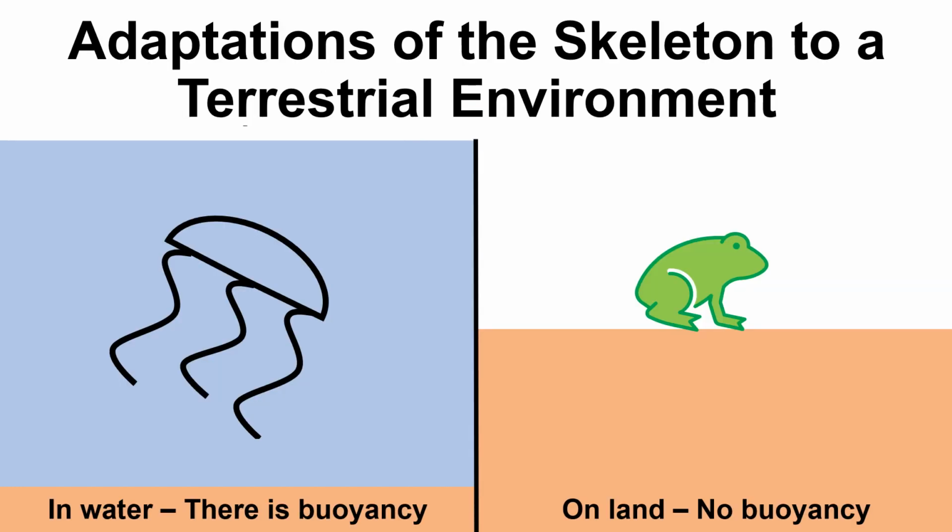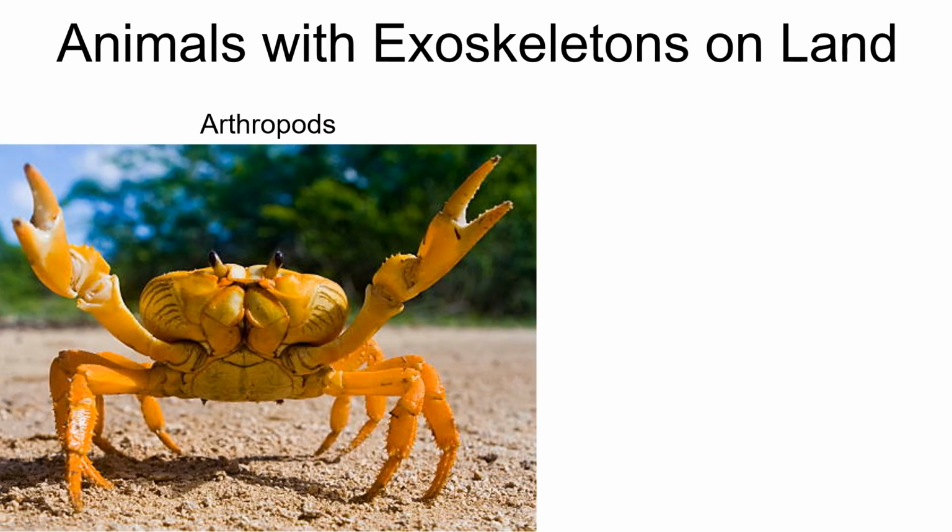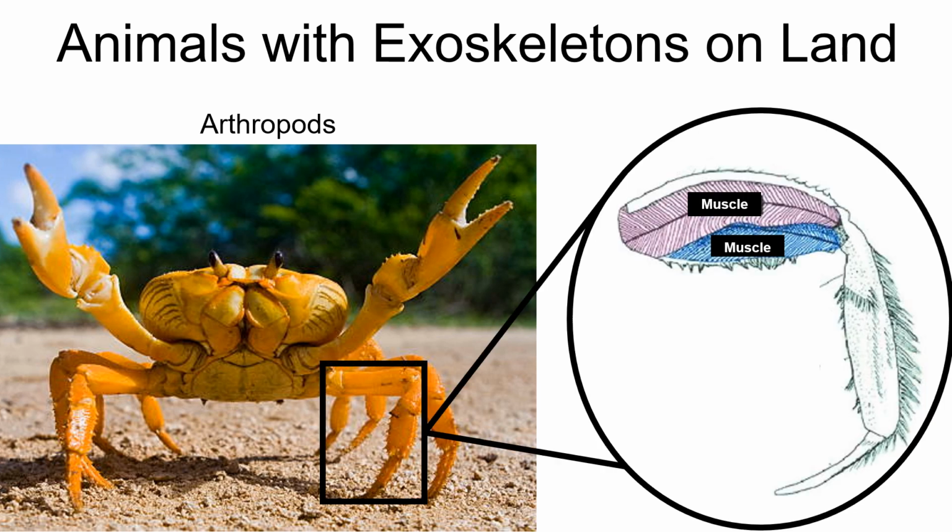One of the biggest problems encountered by animals transitioning from water to land is the loss of support of buoyancy. So animals on land must develop strong limbs to support their body weight on land. Animals with exoskeletons, like arthropods, transitioned from sea to land first, and a major factor in their success was that the exoskeleton provides attachments for muscles controlling locomotion.